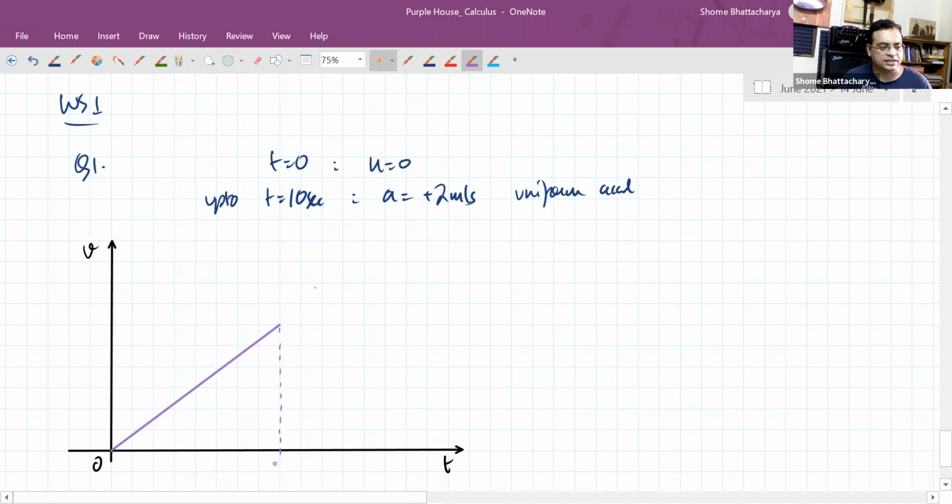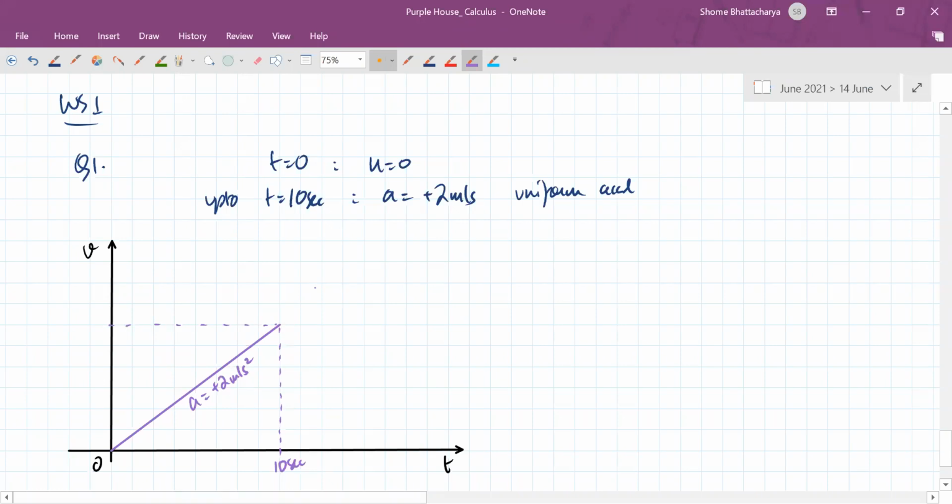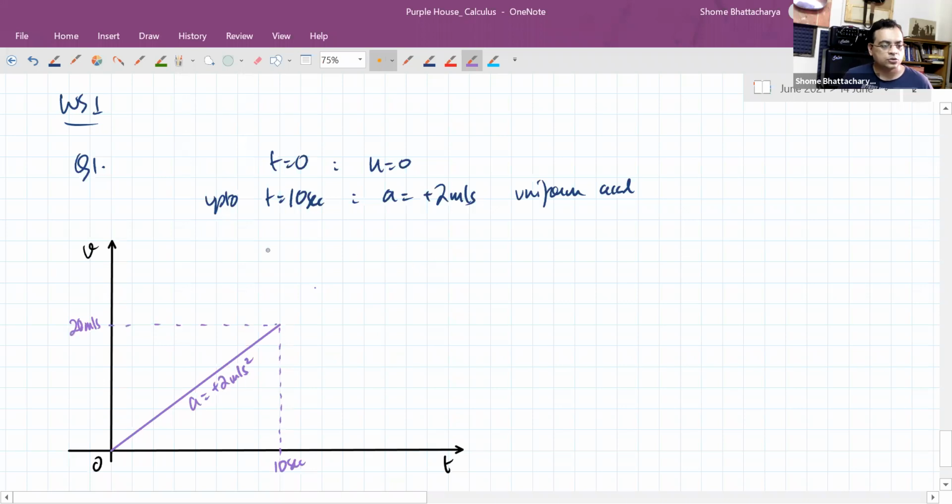So let's say this is 10 seconds over here, and this acceleration is +2. Now you can very easily tell me what this velocity will be. How much should this be? 20. Very good, correct. This should be 20 meters per second. Okay, so this part is done.